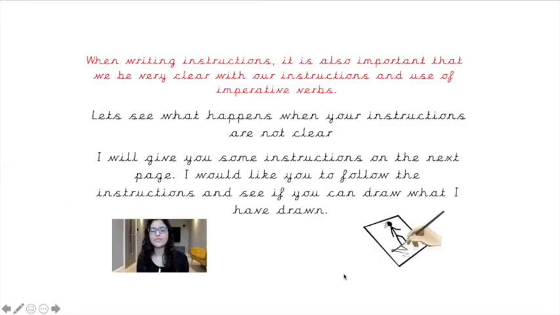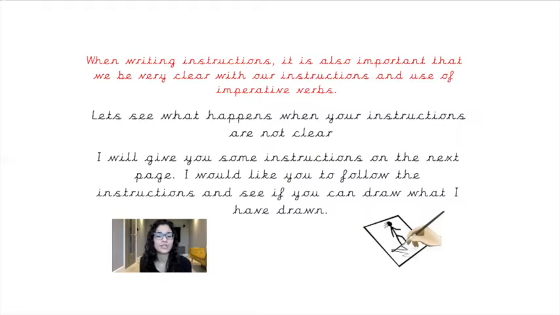Now, when writing instructions, it is also important that we be very clear with our instructions and use of imperative verbs. So you have to make sure that you're writing your instructions in as much detail as possible and that you are making it very clear that it is a command, it is an order. And the only way you can do that is by using those imperative verbs, the verbs that tell us what to do.